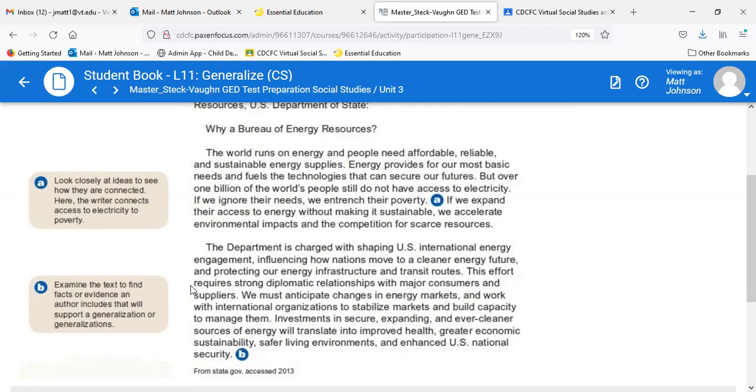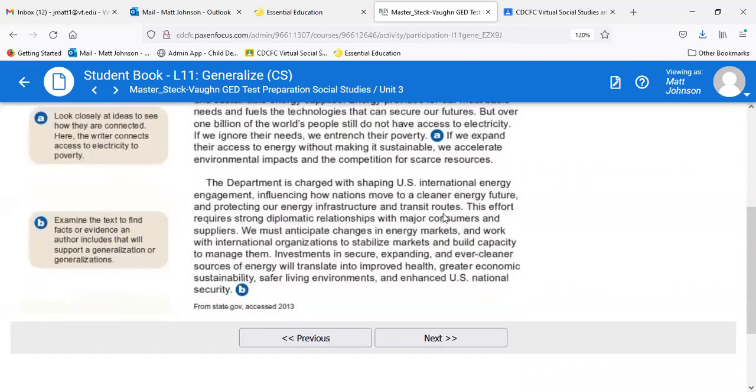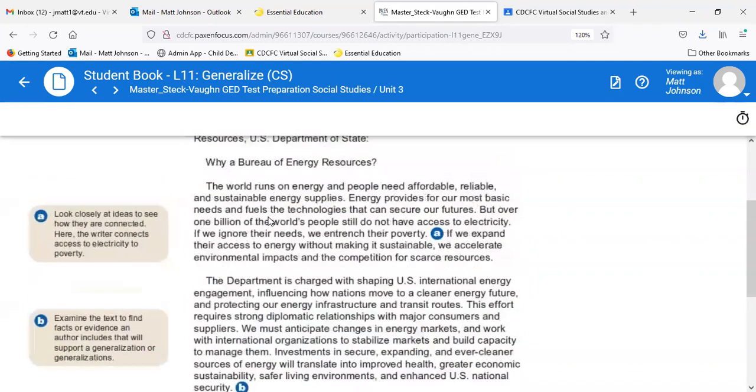I want to point something out here too. We talked yesterday about evidence and evaluating sources. This comes from state.gov, the official website of the U.S. Department of State. That's the department that handles foreign policy, our foreign relations. The Secretary of State is sort of like our first diplomat. They handle all our embassies and stuff like that.